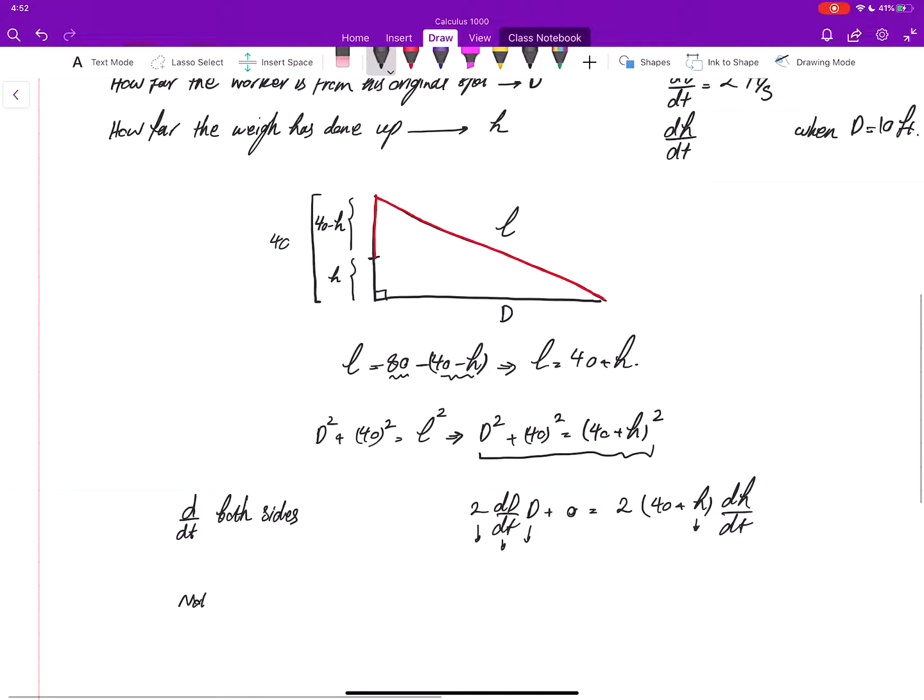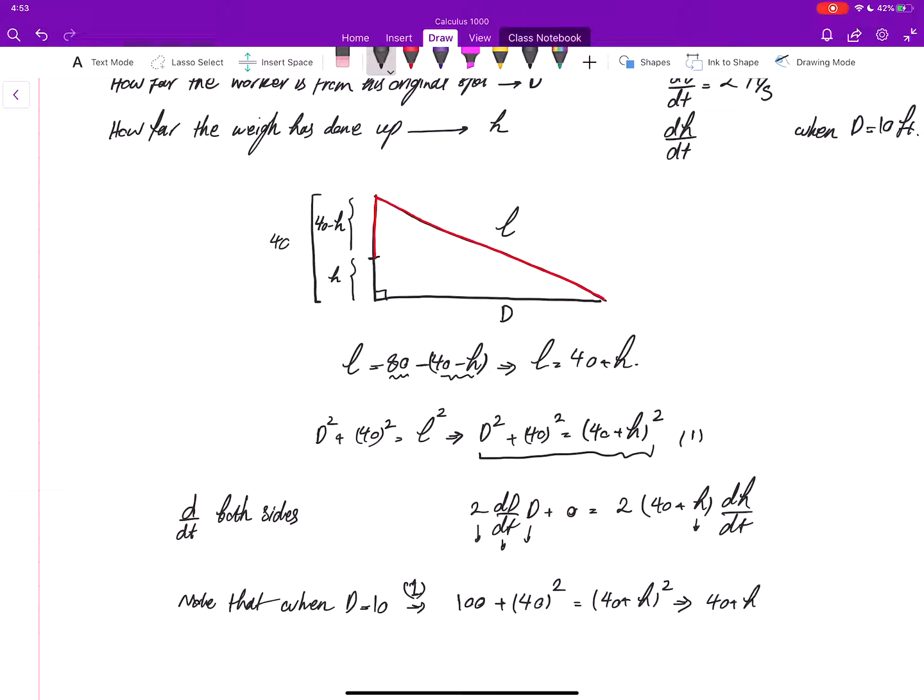So note that when D is 10, we can use this equation and write 100 plus 40 squared equals (40 plus H) squared. And then from there, you see that 40 plus H is equal to the square root of 1700. You can take the 40 to the other side, but what you need to know is that 40 plus H is what we need here.